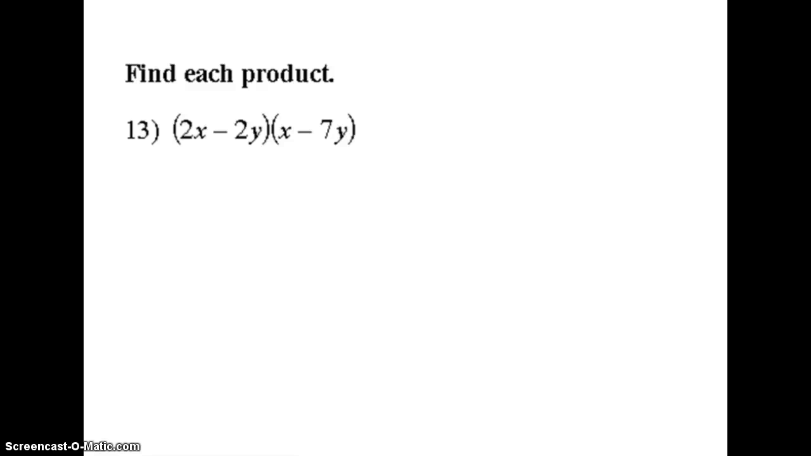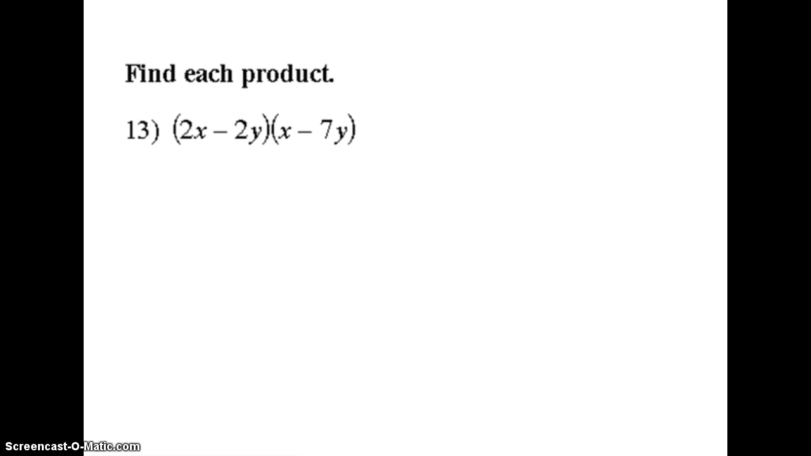Everybody, I am back for part 2 of the practice test. We're going to begin with number 13. If you're looking for problems 1 through 12, please go back to the practice test part 1. You will find the questions for problems 1 through 12 there. Alright, on number 13, we are multiplying two binomials.